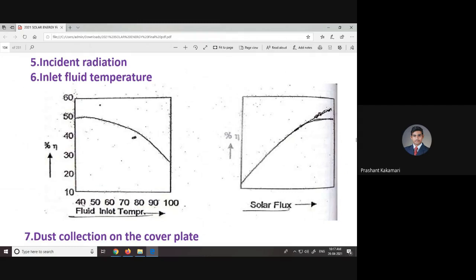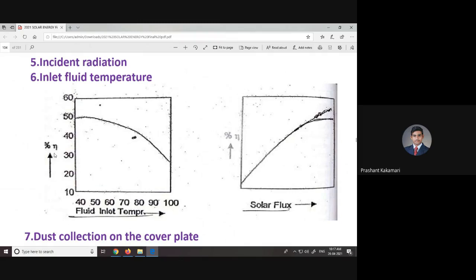But when you go for a higher temperature difference, say for example 40 is the liquid inlet temperature and 100 is the absorber plate temperature, then because of the 60-degree difference, the heat transfer will be very high, and efficiency is also very high. I hope you are getting it.